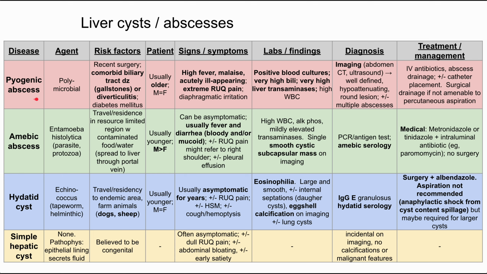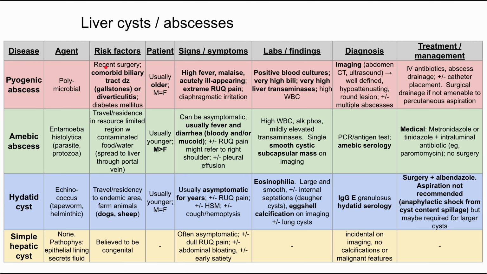First is the pyogenic abscess. The agent here is bacteria, and it's usually polymicrobial. This is the worst of the ones on this list. This is probably the second worst, and these two are less severe. So I guess it's in decreasing severity.